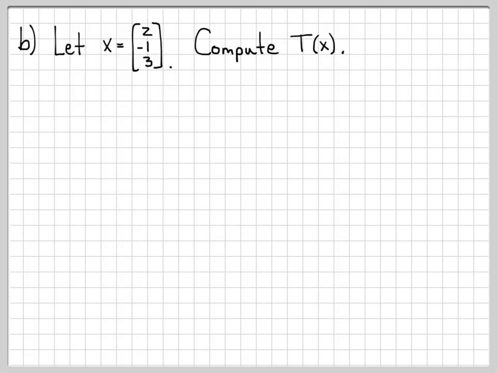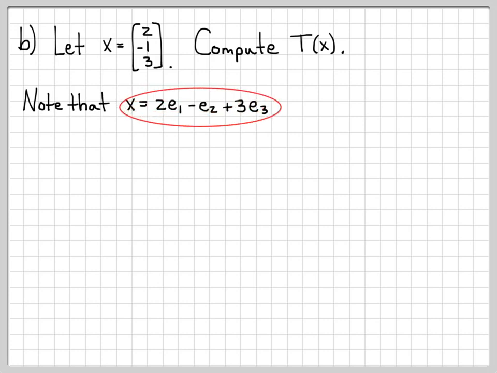I could just plug in and compute Ax. That would be one way to do it, and that would be perfectly fine. The way I'm going to do it in this problem is to exploit the fact that we are dealing with a linear transformation. So to use that fact, first note that we can write the vector x as 2 times e1 minus e2 plus 3 times e3.